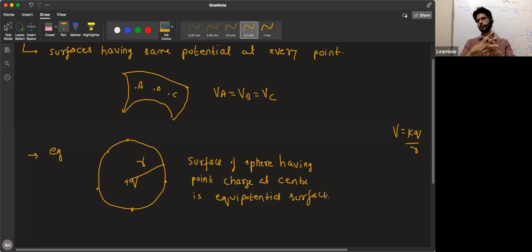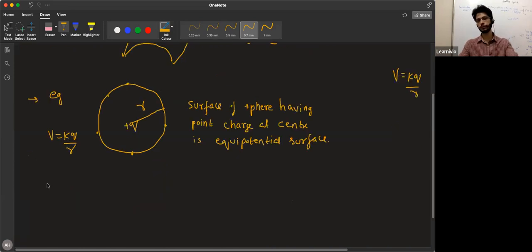So this is the definition of an equipotential surface. Any surface which has the same potential at every point is an equipotential surface. Take one example of a sphere. If you place a point charge at the center of the sphere, then potential at every point of the sphere is KQ by R. This is one example of an equipotential surface.